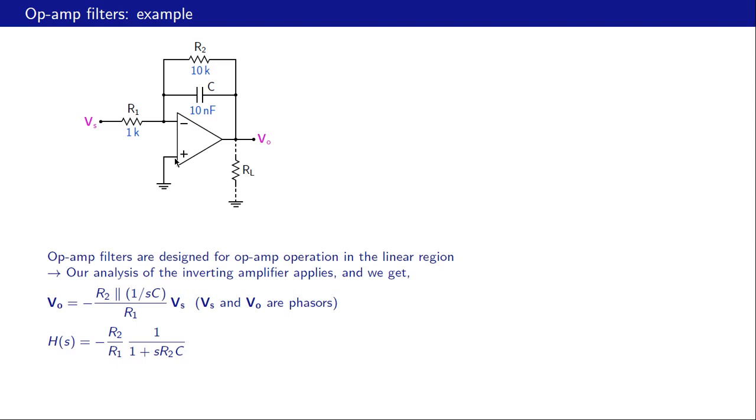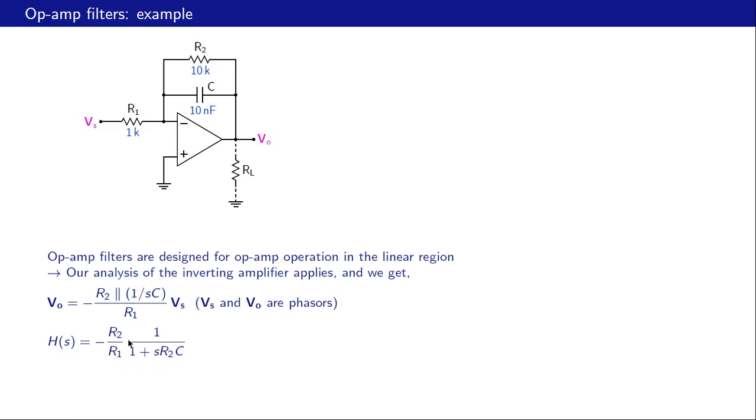And in fact, this circuit is very much like our inverting amplifier, except our R2 is now replaced with this impedance, which is R2 in parallel with C. So the gain then would be VO by VS, remember VO and VS are phasors now, is minus Z2 by Z1. Z2 is R2 parallel 1 over SC, the impedance of the capacitor, divided by Z1, which is R1. And if we simplify this, we get H of S equal to minus R2 by R1 times 1 over 1 plus S R2C. Now this part provides the passband gain, and this is the filtering action.